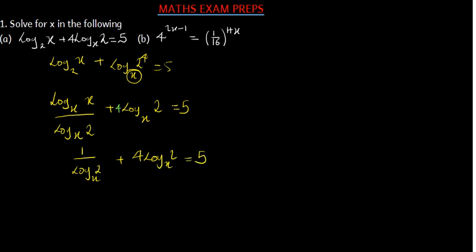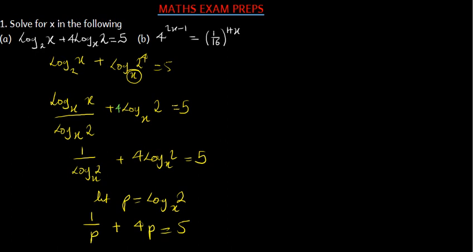Now, because I've got log of 2 in base x, I'll just make a letter, any letter, to represent that. So say let p be equal to log of 2 in base x. So at this point I'm going to put a p, and there I'm going to put a p. So that is going to be 1 over p plus 4, where there is log of 2 in base x, I'll put a p, that is going to be equal to 5.